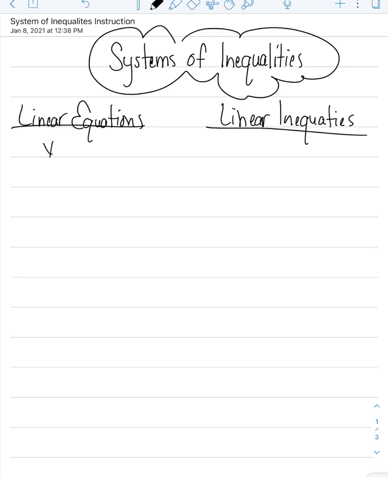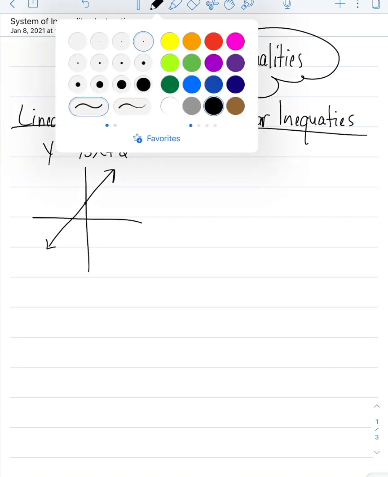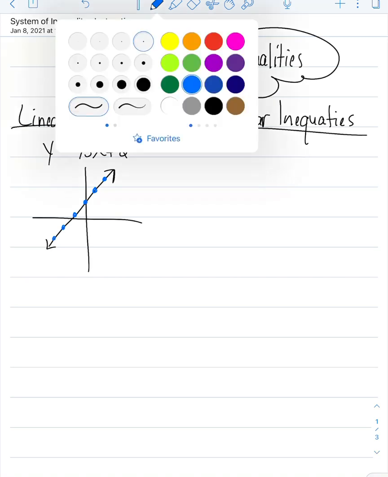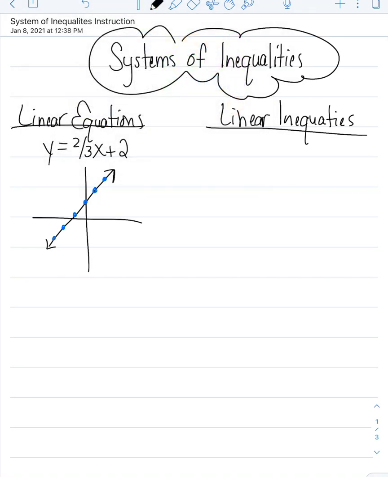So for example, let's say we have the linear equation y equals 2/3 x plus 2. When we graph that, your line will look like this. And the solutions to this equation are all of the points that are on this line. Then when we talked about linear inequalities, we actually started shading.